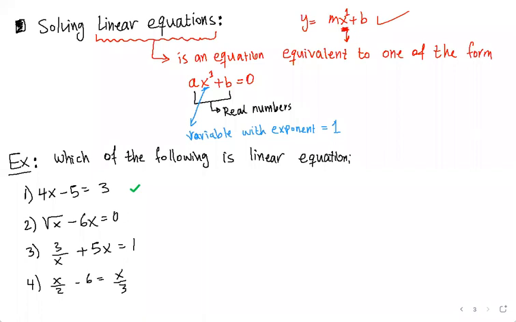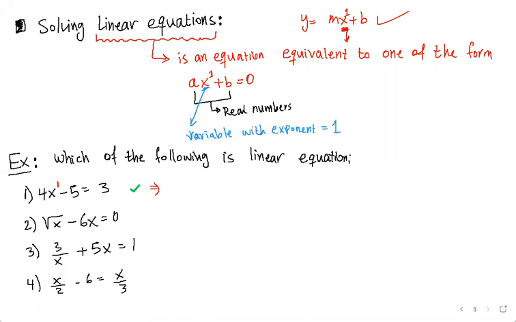Because it looks like this, ax plus b. The exponent of the variable x has power 1. Look, the power for x is 1. And if I want to make it similar to this form, I can subtract the 3 from this side to this side, and I will get 0. And it's going to look like this, ax plus b.